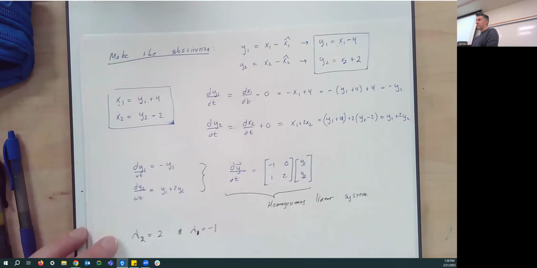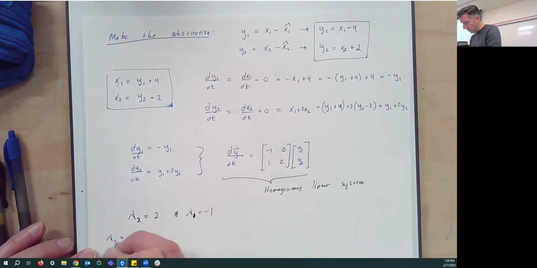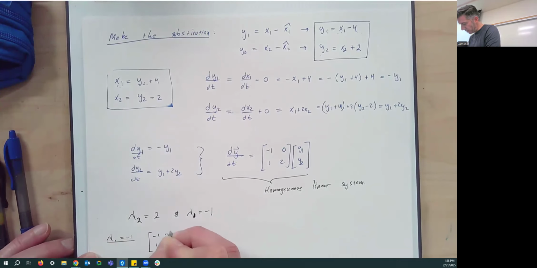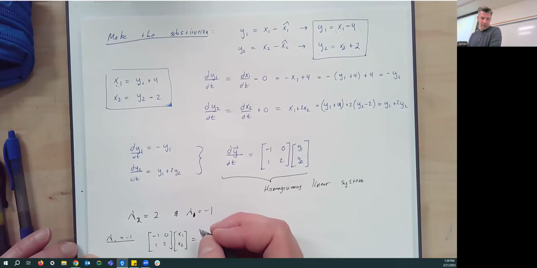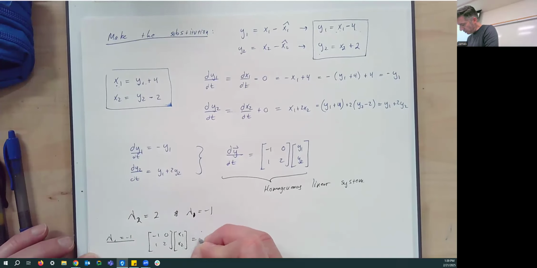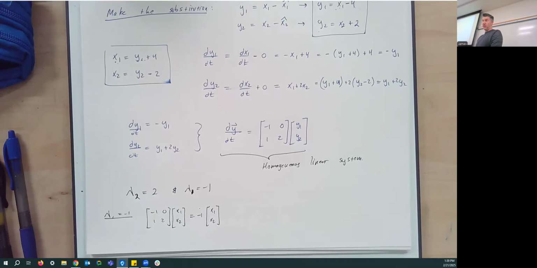Okay, let's find the eigenvectors. So eigenvectors for lambda 1 equal to negative 1. We have our matrix negative 1, 0, 1, 2 times the vector we're trying to find, x1, x2, I guess it's technically y1, y2, but whatever, equal to negative 1 times x1, x2. I'll remind you that when we have the situation where the eigenvalues are easy to find like this, it almost always means you have kind of special eigenvectors in that if you look at this first equation here, it doesn't help you.